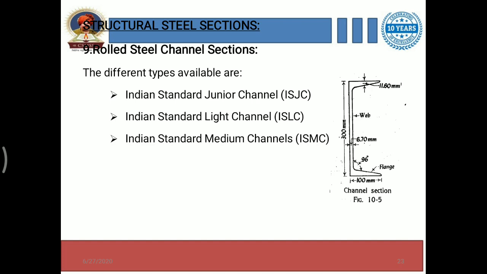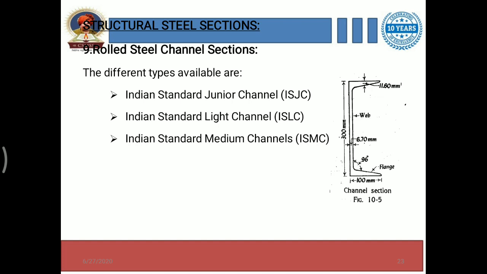Then rolled steel channel sections. These are again like T sections. In these standard forms, channel sections are available: Indian Standard Junior Channel, Indian Standard Light Channel, Indian Standard Medium Channel, ISJC, ISLC, ISMC. J is always junior, L light, M medium, and if there is H, that is heavy. These are some standard forms or standard shapes which are available in case of channel sections.